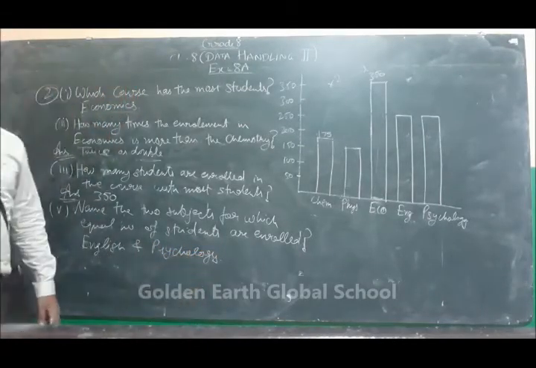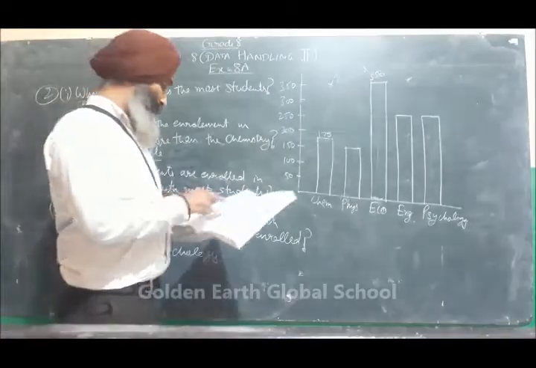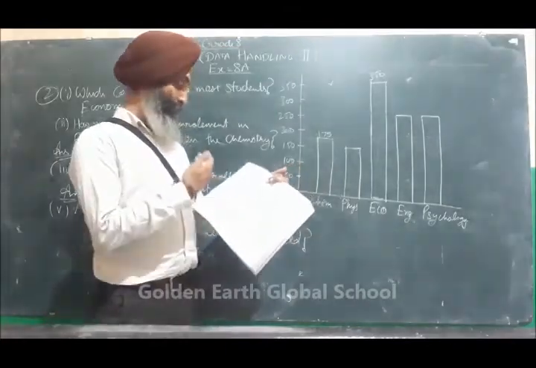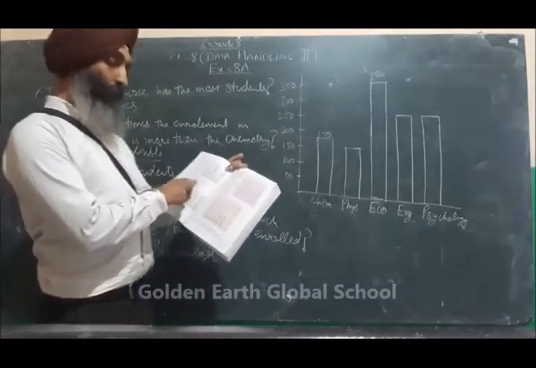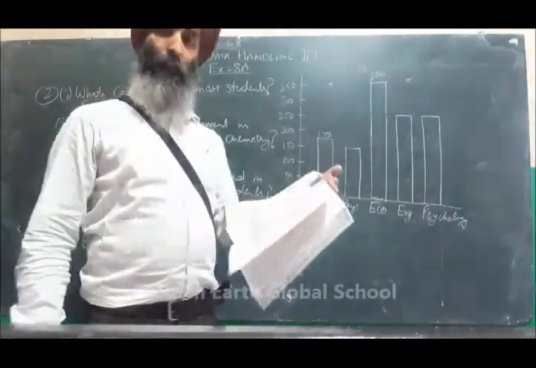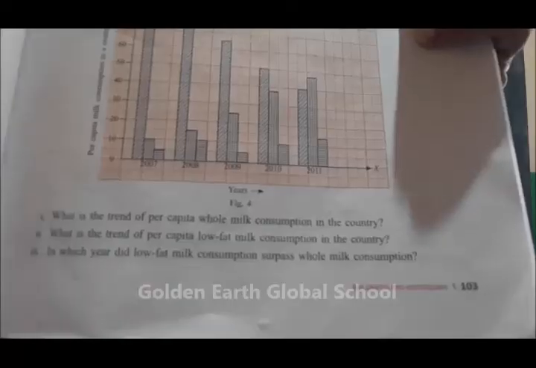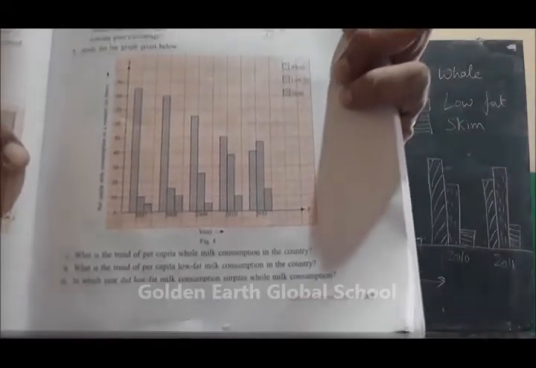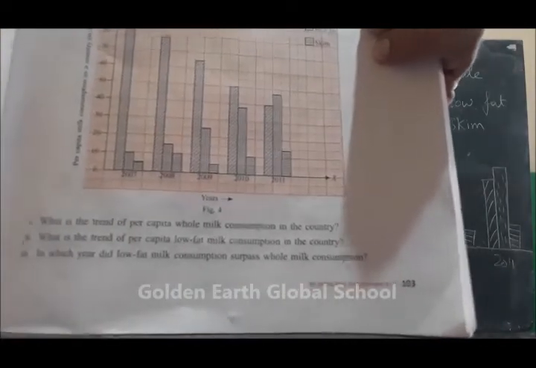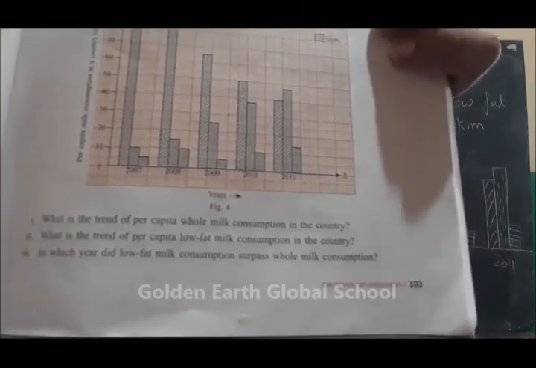In the same way, you have to write the answers of the other parts also of this same question. So in the same way, you can do question number 3 and question number 4. Okay students, now we have the next question, the last one of this exercise, that is the 5th question, as you have seen from the book.